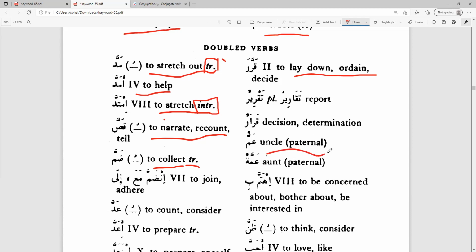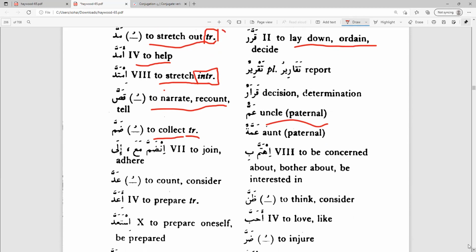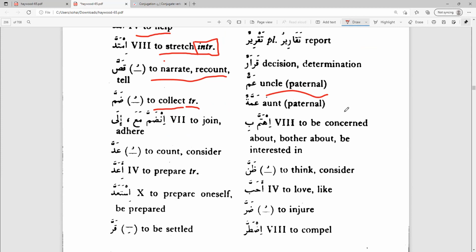Ammun means uncle, paternal uncle. So your father's brothers, your chachu and your taus, you know, the paternal. Paternal means your father's side. Your father's brothers are known as ammun. Aunt, this is your father's sister. So you call her Popo, I think, or whatever we call it in Urdu. So ammatun. Ihtamma means to be concerned about, bothered about, be interested in.